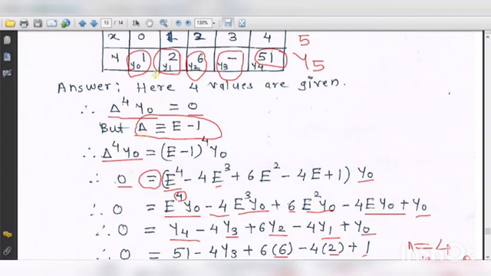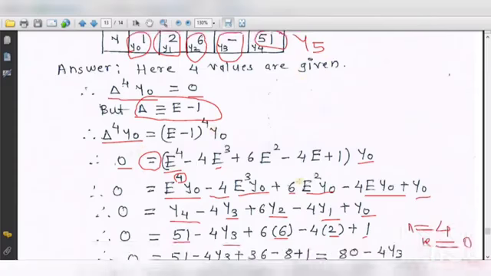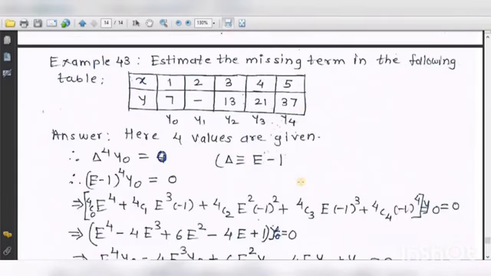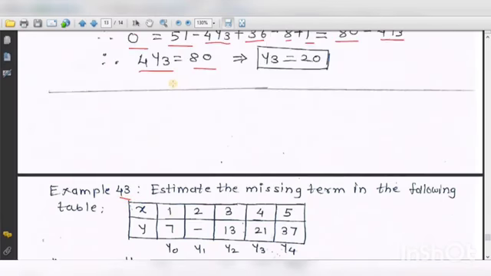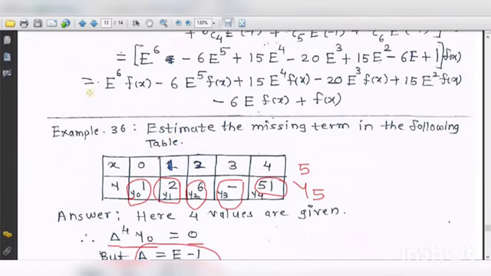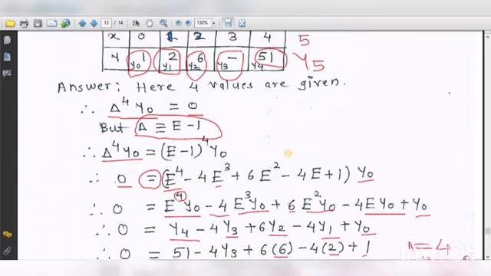For this, you have to consider 1, 2, 3, 4, 5. Obviously all the values are given. Then you consider delta raised to 5 equals 0, so automatically you will get the value of y5. Let us go to the next example. These are the examples from the question bank which I have already put in the group. This is example number 43, and this was example number 36. This is only the format of the example; only the figures will change. Otherwise, the method is the same.